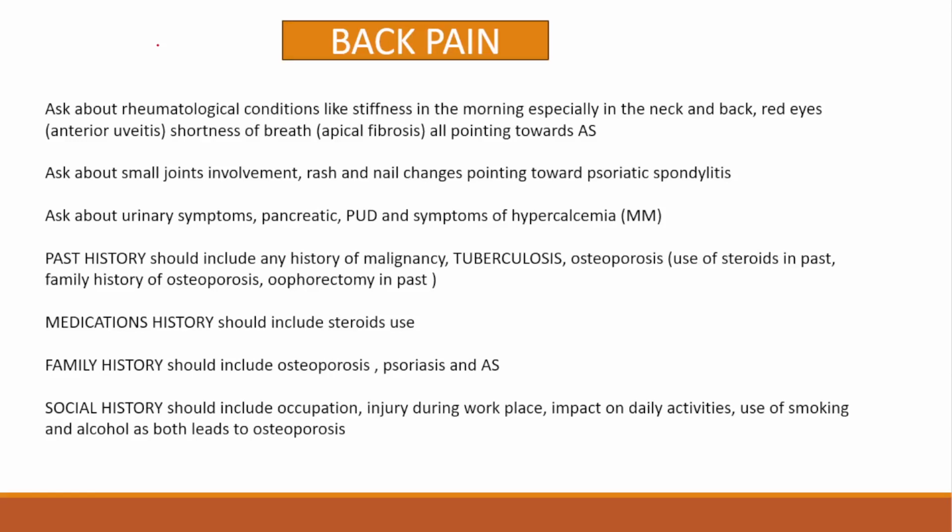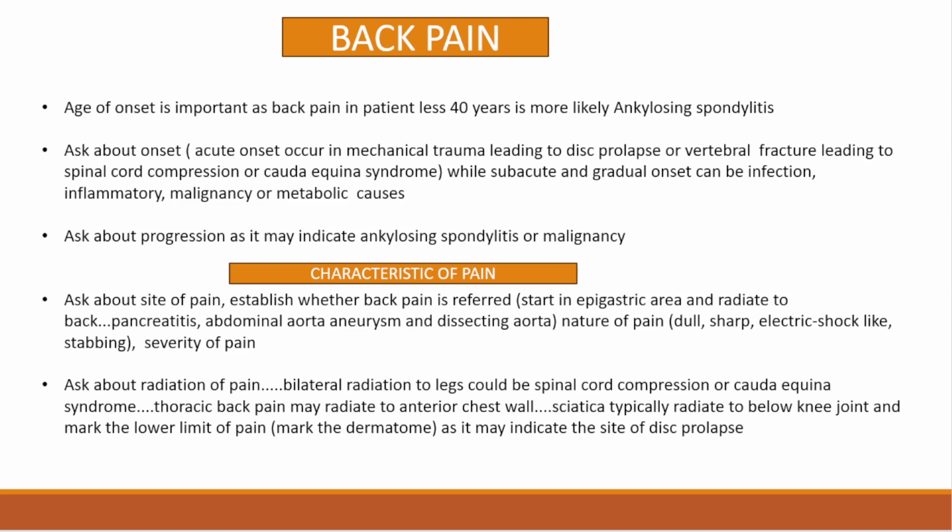Today we will discuss a case in which a patient will present to the clinic with back pain. So we'll take the history, how to take the history of the back pain. We'll start with the age of onset, which is very important, because if the patient is less than 40 years old and is complaining of back pain, then ankylosing spondylitis should be kept in mind, especially if the patient is male. So that's very important.